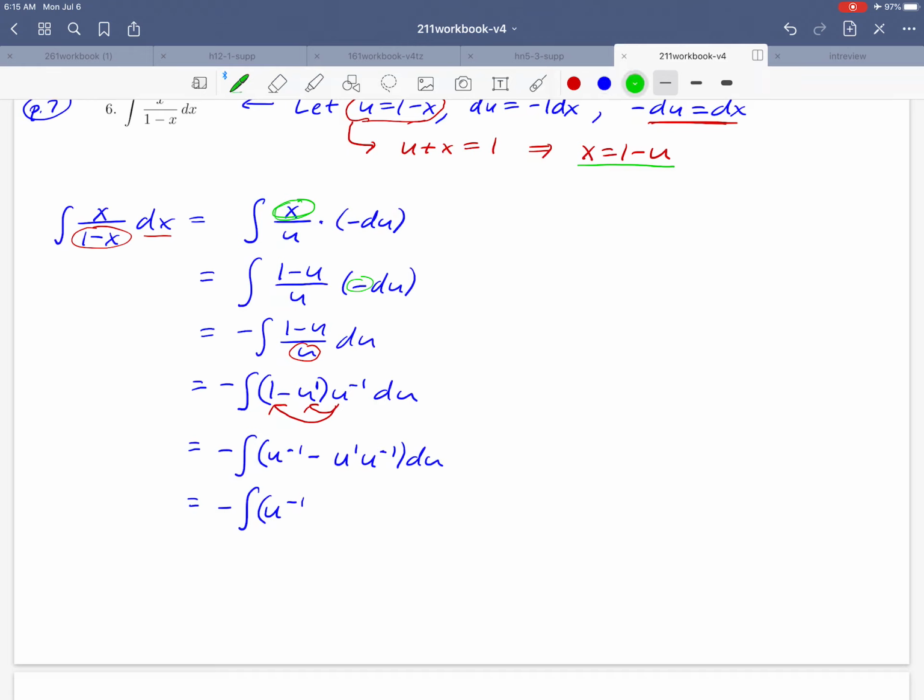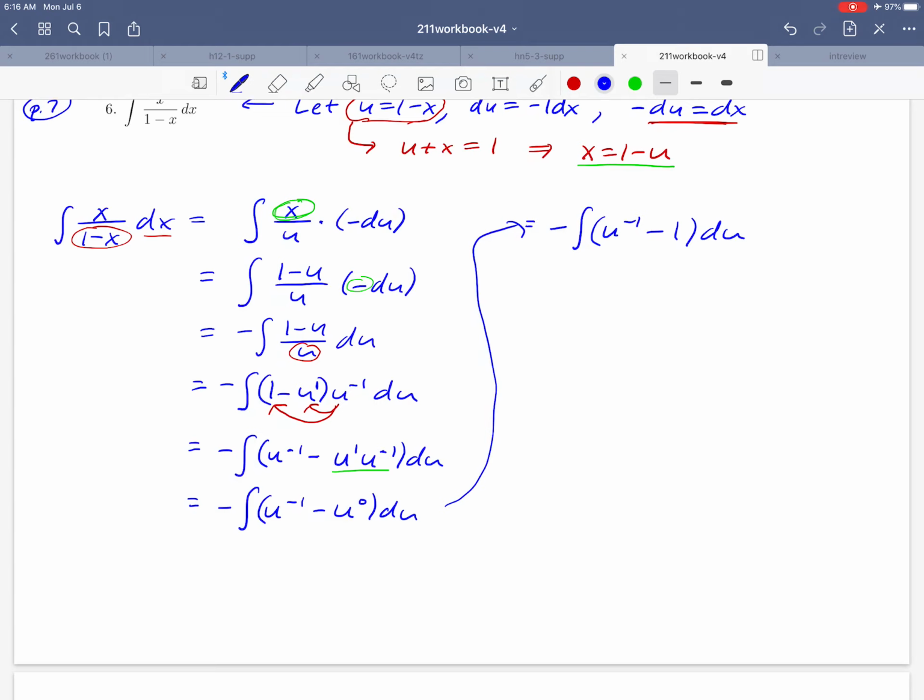Now my question to you is, what algebraically happens if you take u to the first times u to the negative 1? In that situation, because we have like bases, we need to add the exponents, so we're going to get u to the 0. And u to the 0 is actually just equal to 1. So, rewriting, our function looks like that.